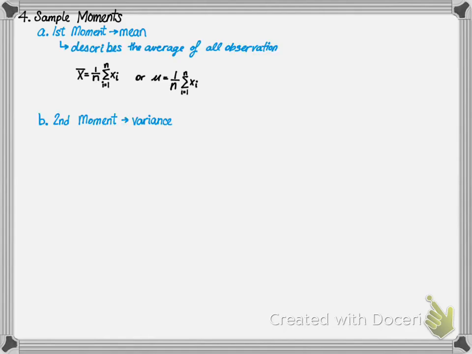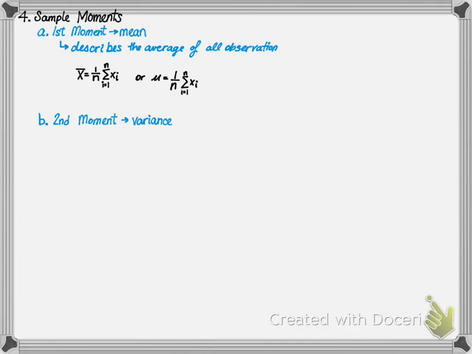This lecture covers the concept of sample moments. Sample moments are used to describe statistical information about data. The first sample moment is referred to as the mean. The mean is described as the average of all experiments or all observations.